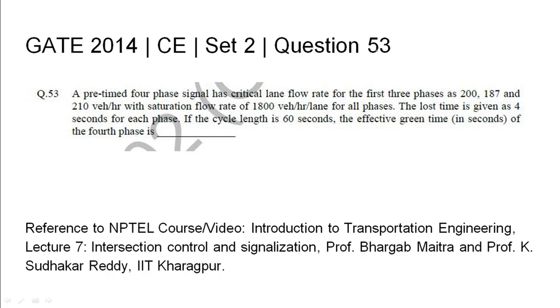2014 Civil Engineering Set 2 Question 53. A pre-timed 4-phase signal has critical lane flow rate for the first 3 phases as 200, 187 and 210 vehicles per hour with saturation flow rate of 1800 vehicles per hour per lane for all phases. The lost time is given as 4 seconds for each phase.